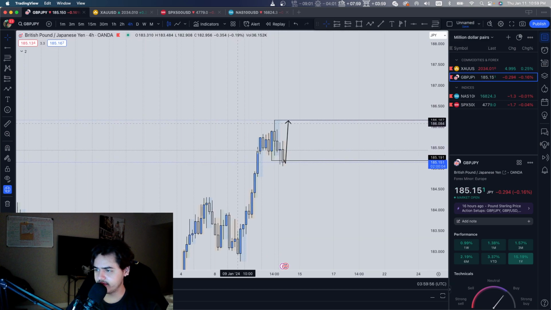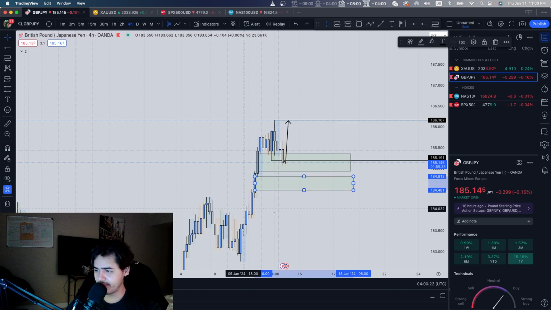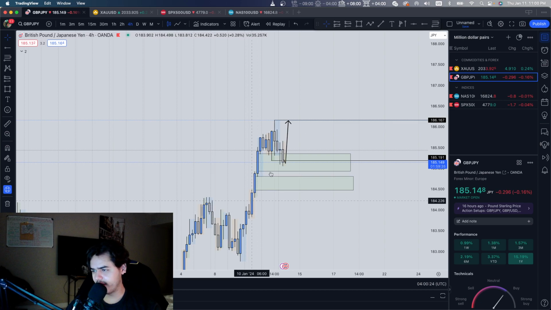Oh, we also have these fair value gaps. Let me mark these out. We have these fair value gaps. This one is getting filled. I want to see a reaction out of that one to keep going for longs. I don't want to trade against my daily bias. We have another one here, and then another small one here, but I'm not going to trade that. I'm not going to mark that one right now because we still have this one on top. If this one gets filled, I'll mark that one out.